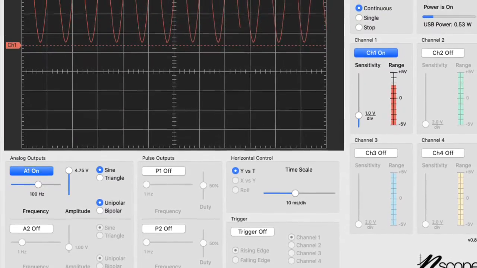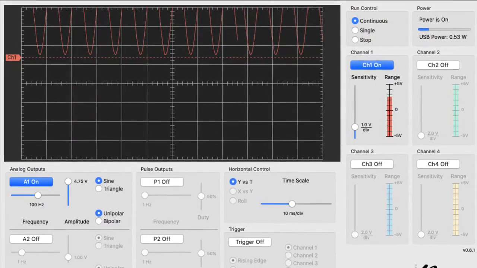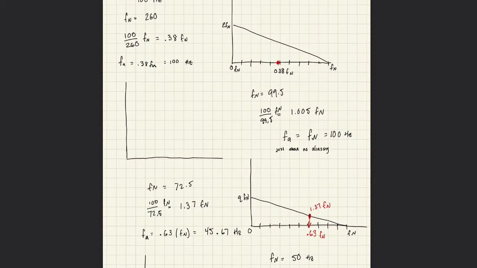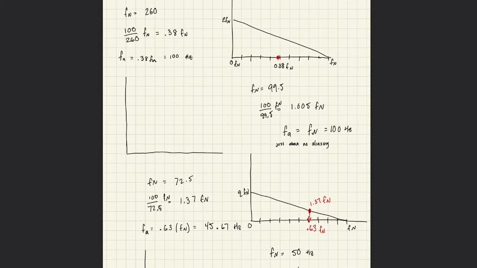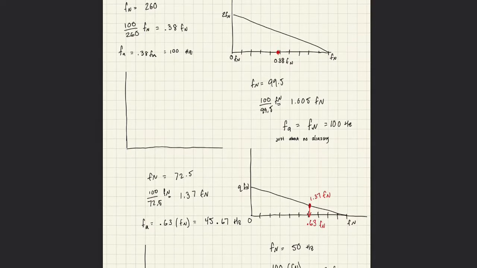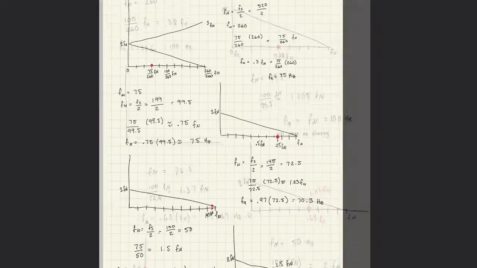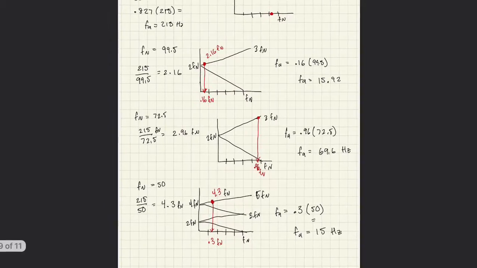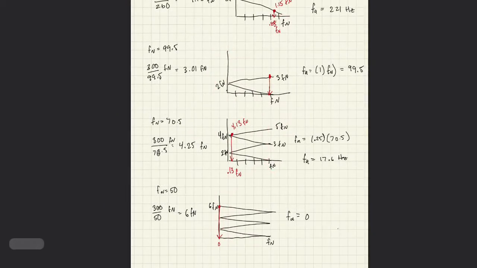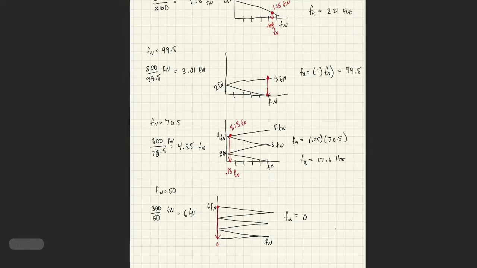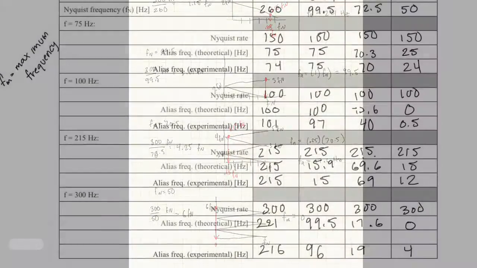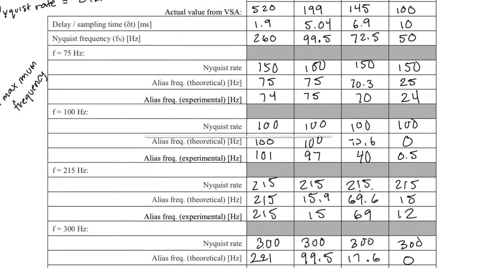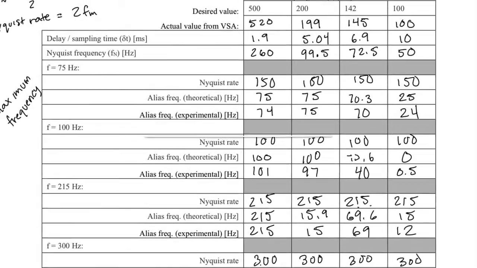Here is a screenshot of my oscilloscope. After performing the calculations and using the folding diagram, I was able to find the alias frequency and complete the chart. Here is my chart, and we see that the data closely follows the Nyquist criterion.